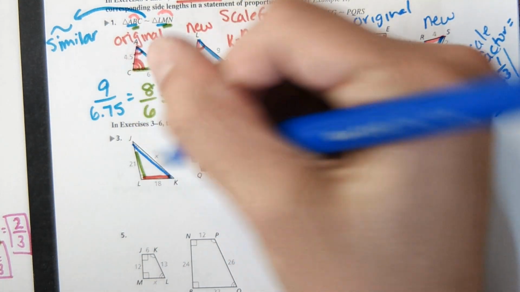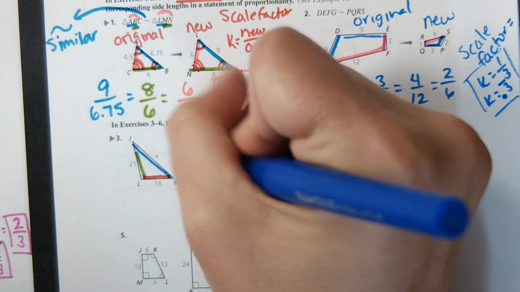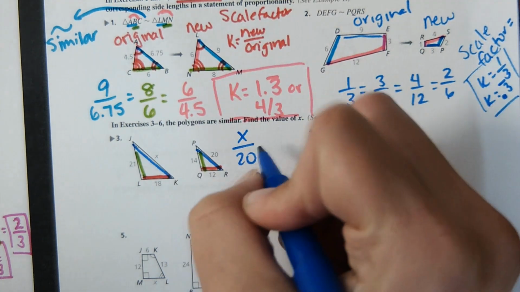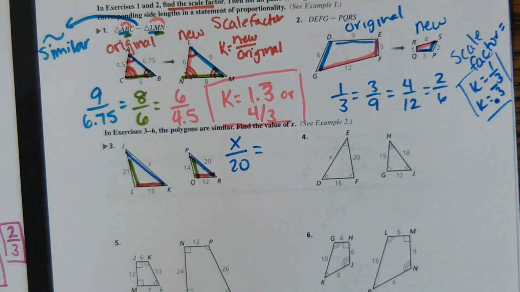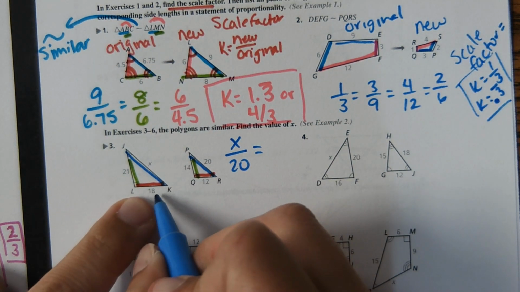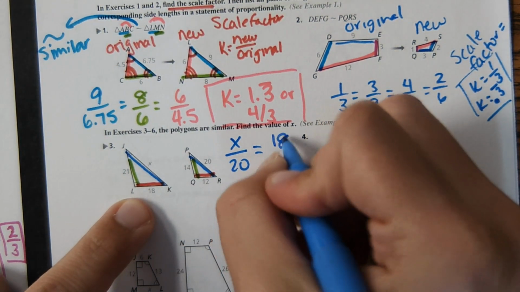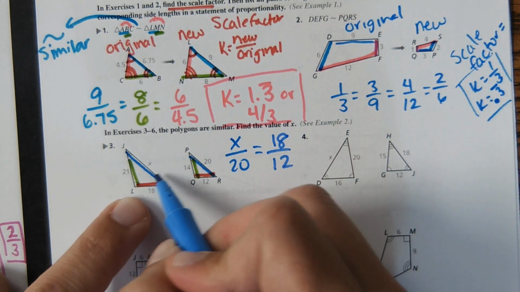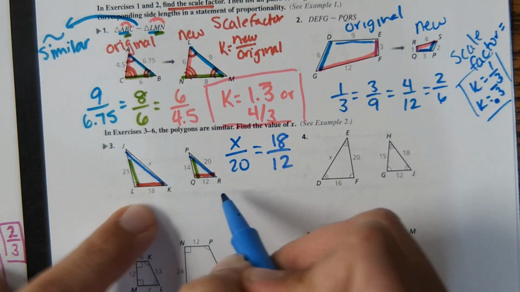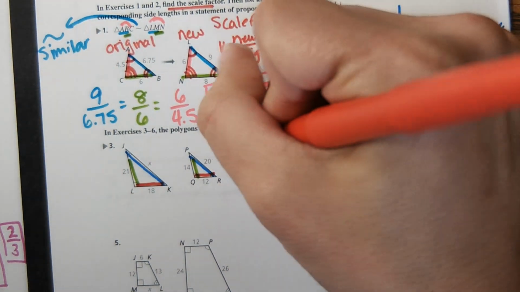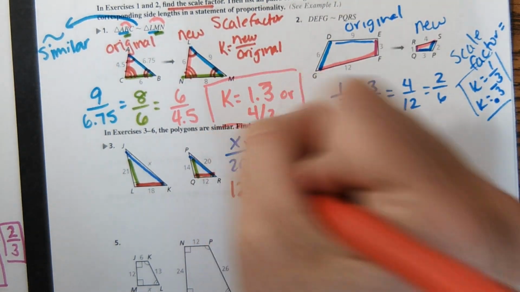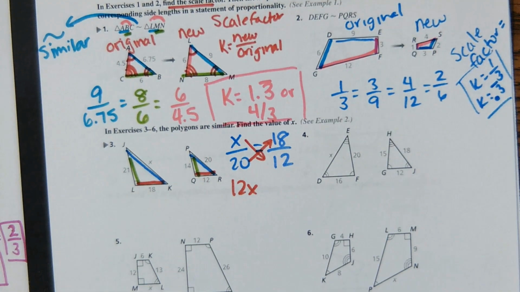So this x is what I'm trying to solve for, x over 20, the corresponding side on the other shape, equals, and just choose a corresponding side, maybe this one to this one, 18 over 12. So if I do first to second, I gotta do first to second over here. And then once I have it set up, I can use cross multiplication. So 12 times x is 12x. 20 times 18.